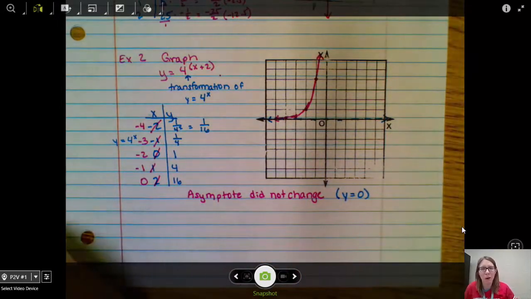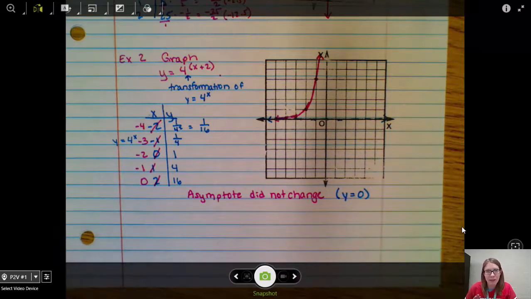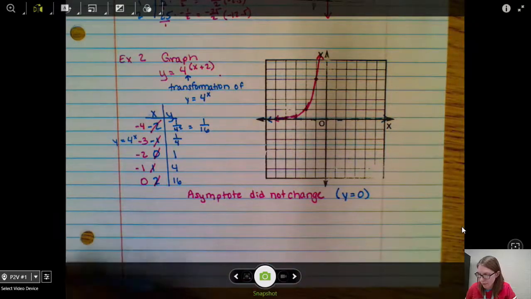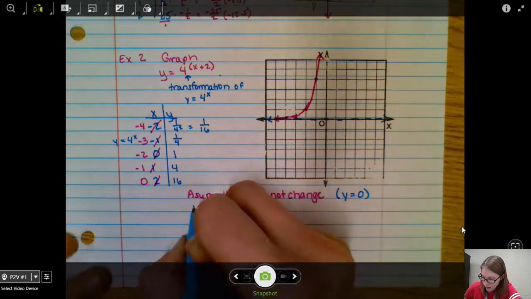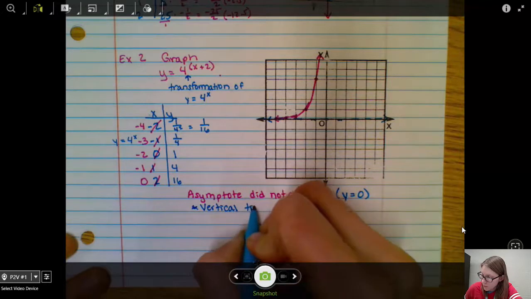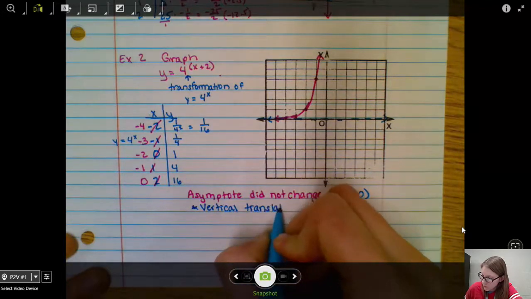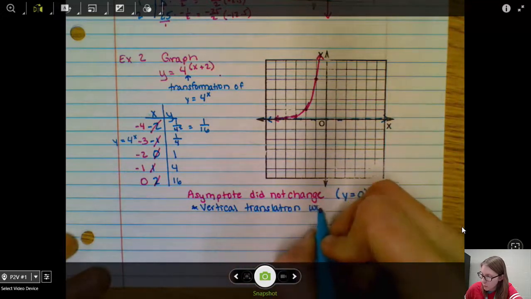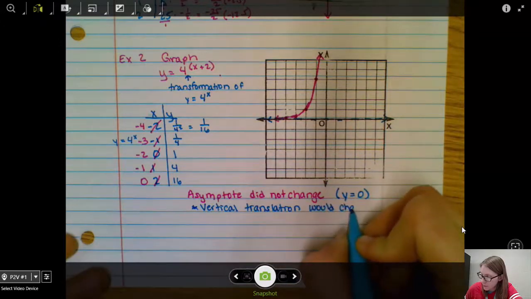So let's think for a second. What would change our asymptote? What kind of transformations would change our asymptote? Well, we saw in example 1 that a reflection didn't change. The vertical compression didn't change. Translating left and right in example 2 didn't change. What would change is that if we had a vertical translation. Vertical translation would change the asymptote.